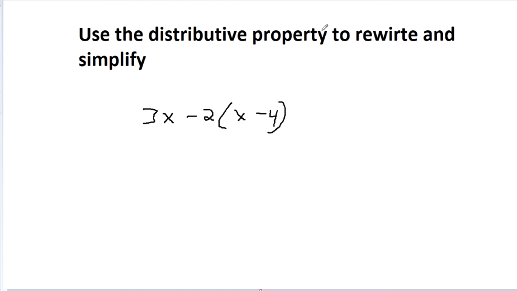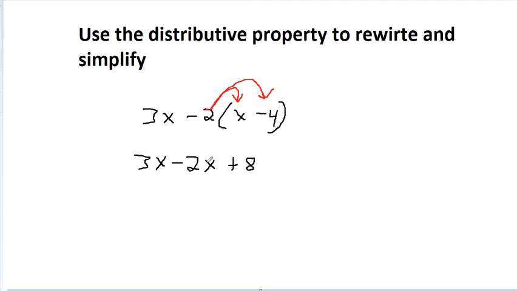So in this expression, there's nothing I can do so far because the 3x can't combine with that minus 2 because the minus 2 needs to first multiply to this parentheses. Basically, to start off, we have to use the distributive property here. Keep in mind that's a minus 2 multiplying to everything. So negative 2 times x makes negative 2x, and then negative 2 times negative 4 makes a positive 8.